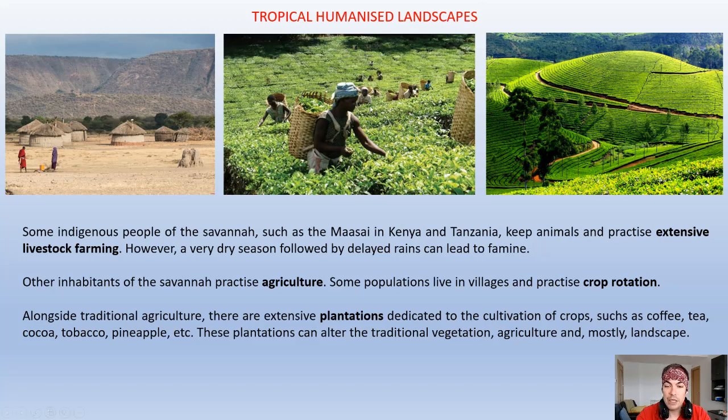For example, this one is a coffee plantation and this one is a tea plantation. And these plantations can alter the traditional vegetation, agriculture, and mostly the landscape. As you can see, to get this land to cultivate, they had to cut down all the vegetation that was there before. So they alter a lot the landscape. For example, you can see this one. This is not a natural landscape. And that's it for the tropical.